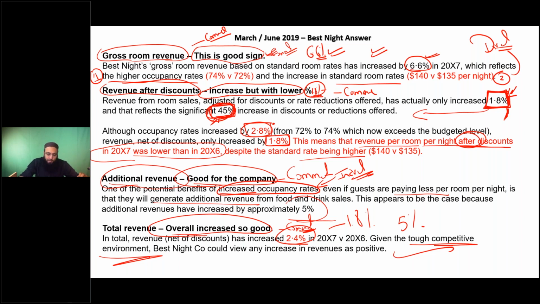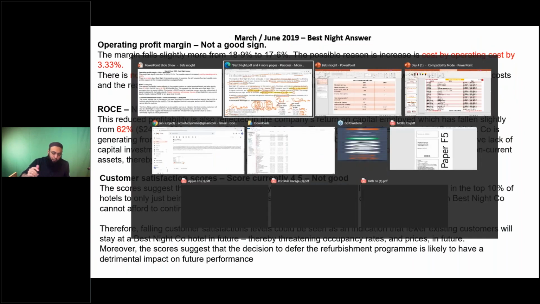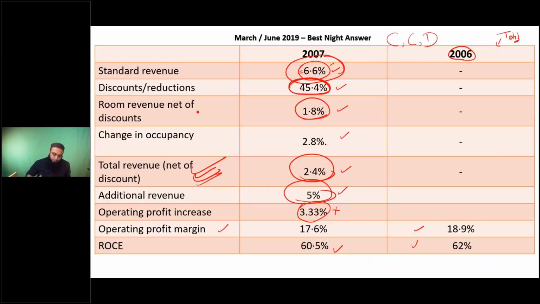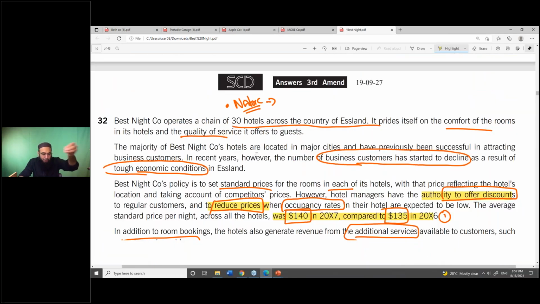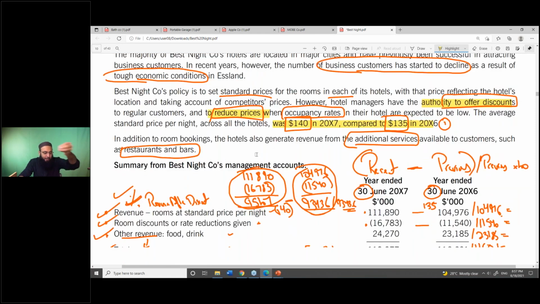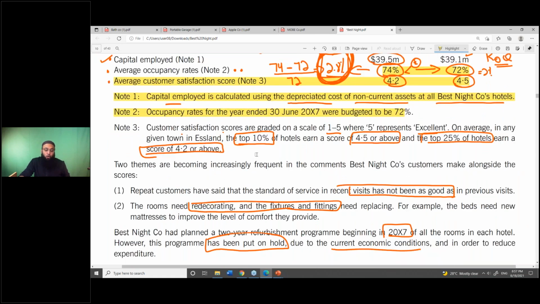Okay. Now, the next we have is operating profit margin. From 18.9 came to 17.6. Drop in operating profit margin. In the scenario, can you see whether it's mentioned why it went down? Any direct link? No, no direct link. So what can you do?